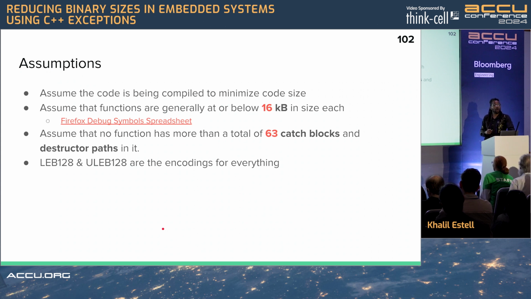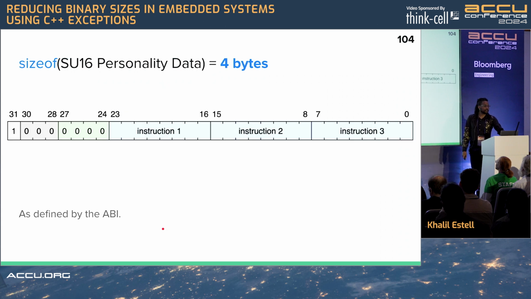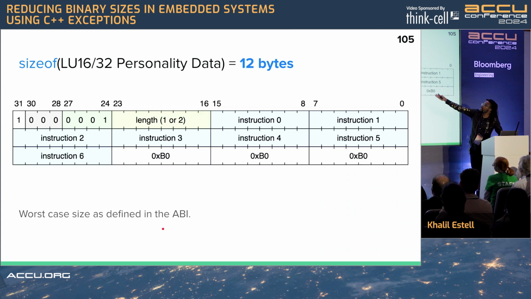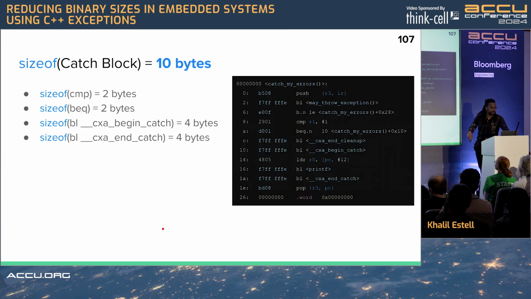And I'm also going to assume that all encodings are ULEB 128 because it makes things a lot easier. There are a lot of other encodings, but they're not super important. The exception index entry, 8 bytes, as defined by the ABI. Nothing too crazy here. SU16 personality data, 4 bytes, as defined by the ABI. Worst case for LU16 and 32, 12 bytes, as defined by the ABI. Cleanup descriptors, which are the only ones I'm going to reference because the other catch descriptor never gets used. So 8 bytes for cleanup, as defined by the ABI.